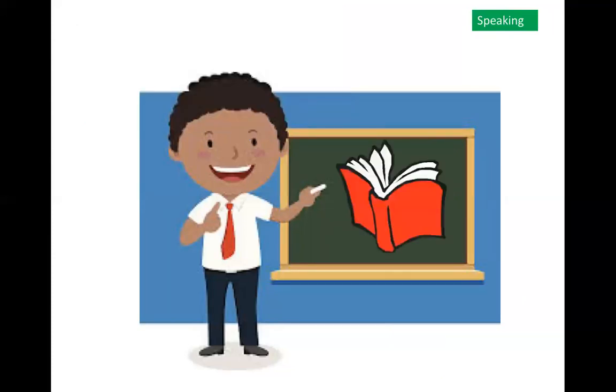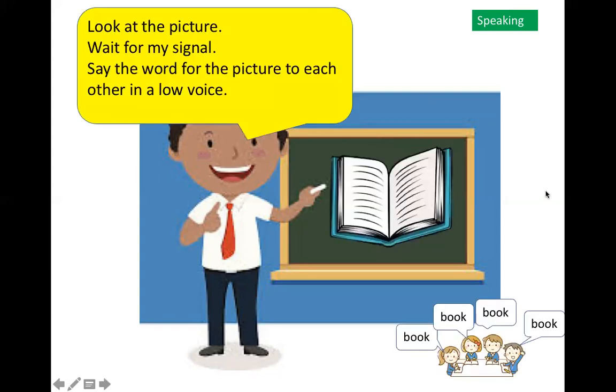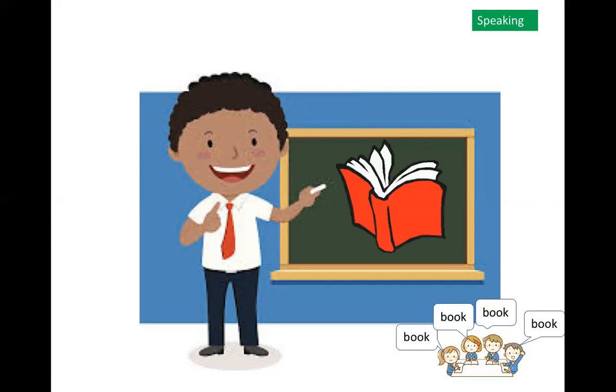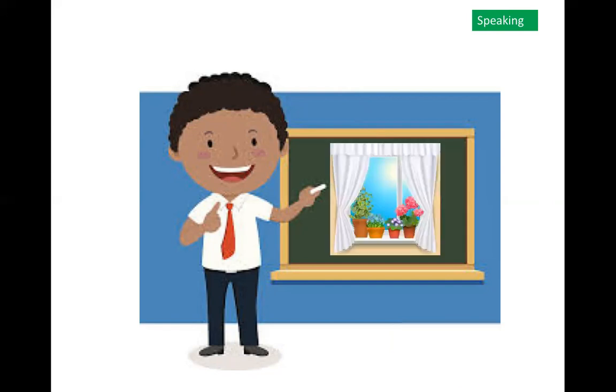Again, you put a picture. Notice now, you don't have to repeat the instructions every time. You just say the word book. If you keep saying, look at the picture, wait for my signal, say the word for each picture, you are distracting the student. Go straight for the word after you say the instructions. So you put a picture, you signal to the kids, and the kids will say book.